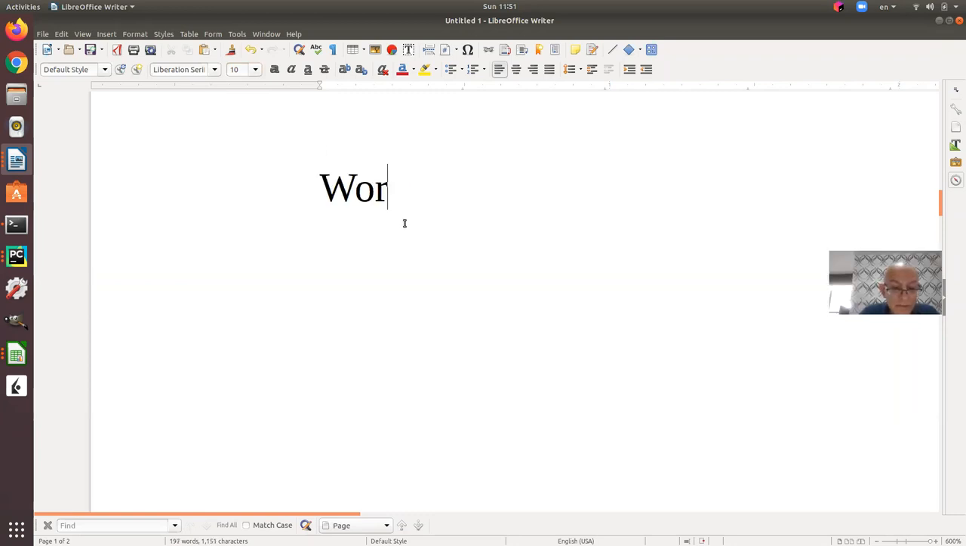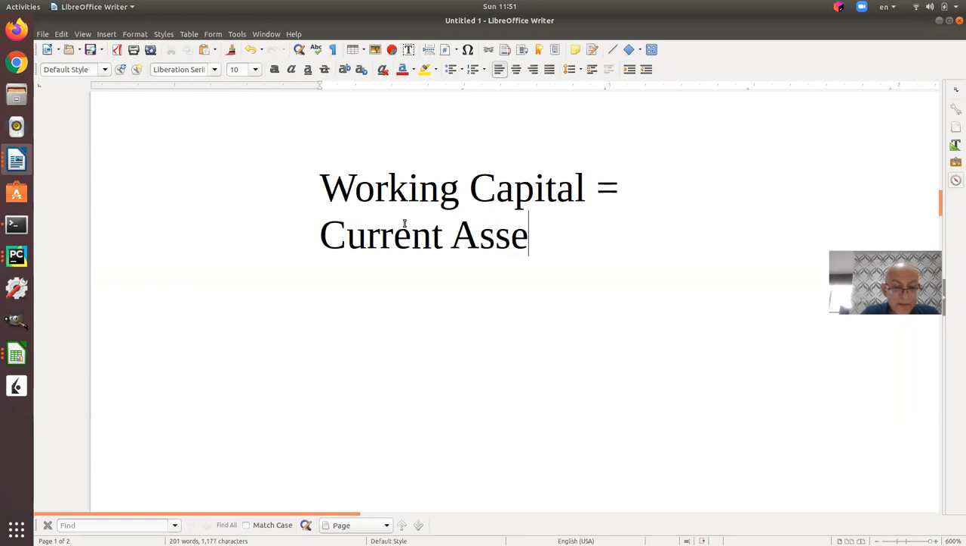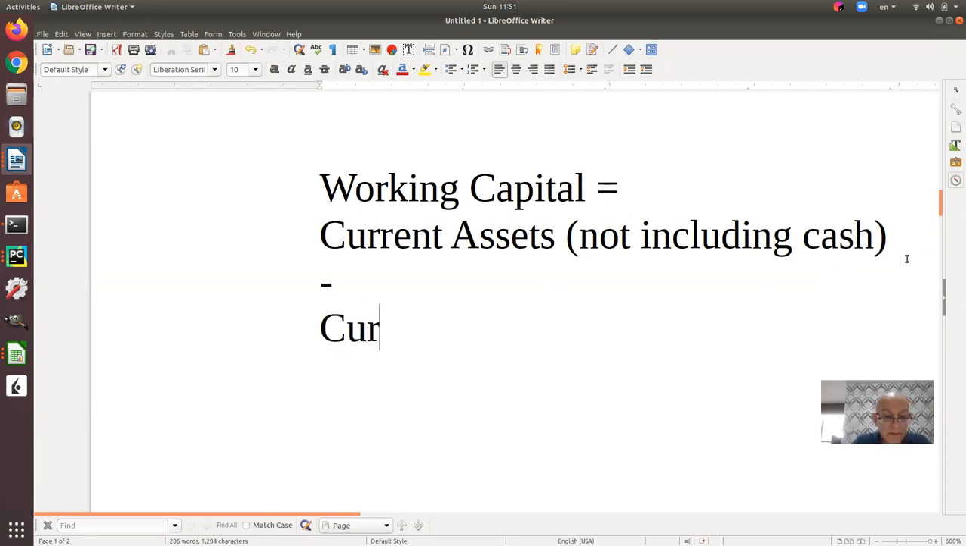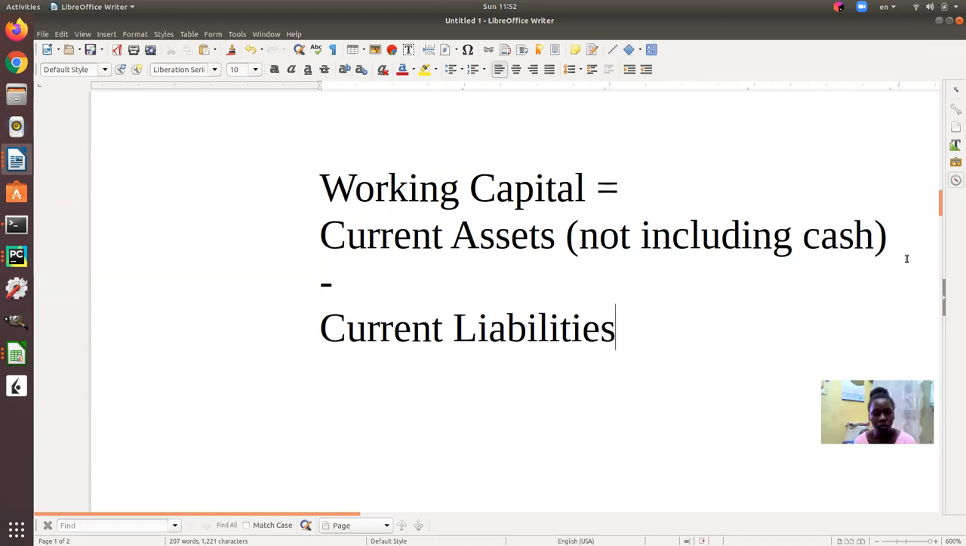What is working capital? That's equal to current assets. And please pay attention, not including cash. Fair enough? Working capital is current assets, but the current assets include cash, so we remove the cash from there, minus current liabilities. Okay, that's working capital. If you take the current assets, not including cash, and subtract from it the current liabilities, you get the working capital.